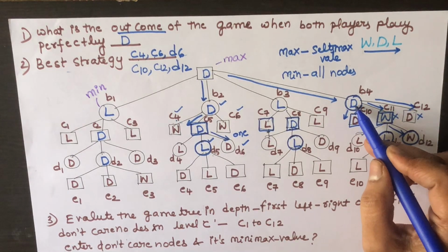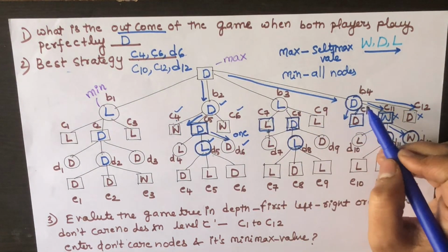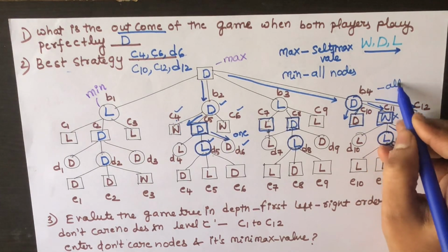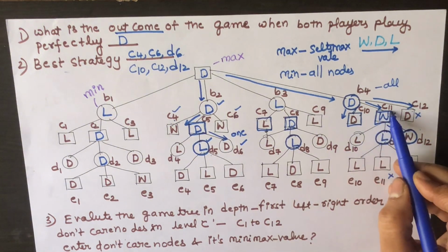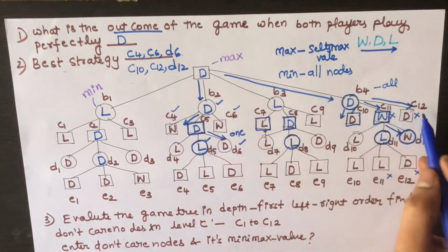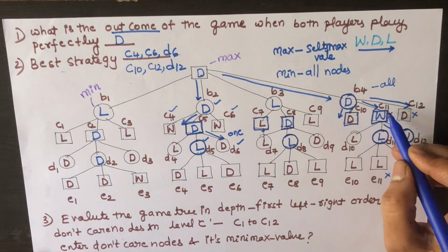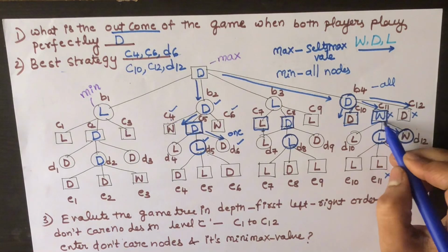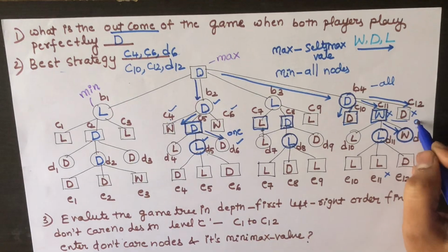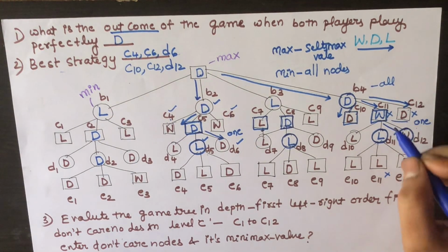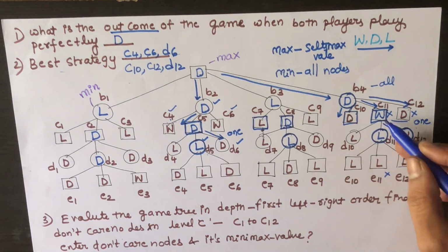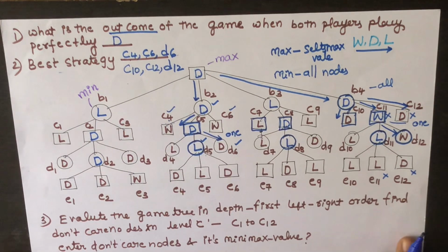If output D came from this side, go in this direction. So B4 is a minimum node. It selects all: that is C10, C11 and C12. So include C10 and C12. And C11 is a max node, which selects only one node because it has children also. So C11 selects the D12, W came. These are the best strategies.